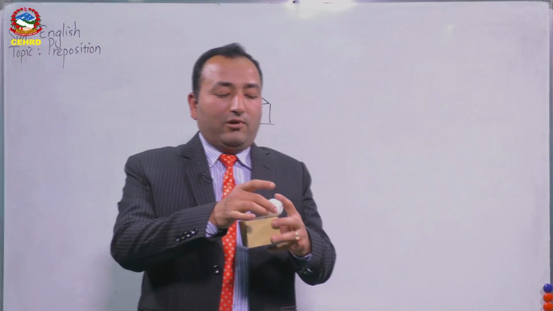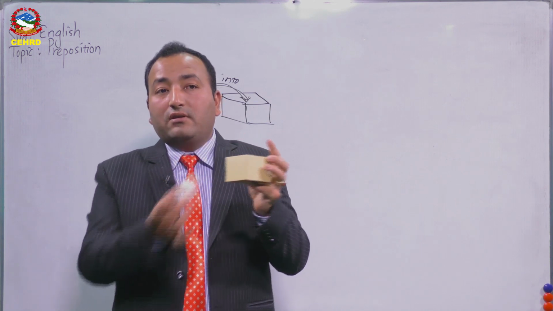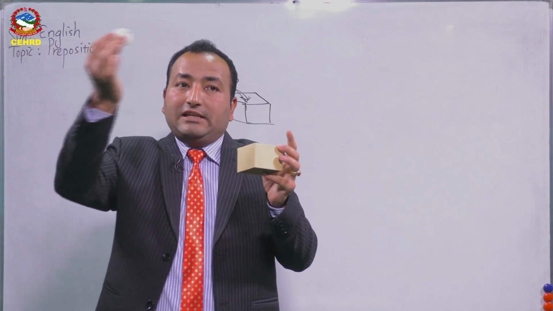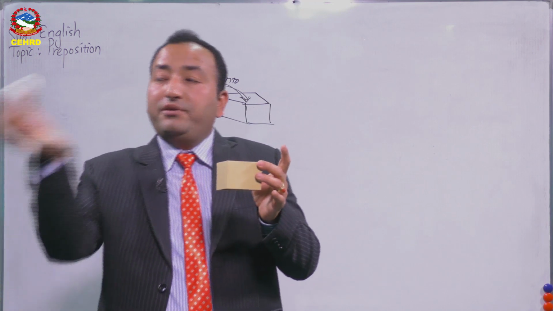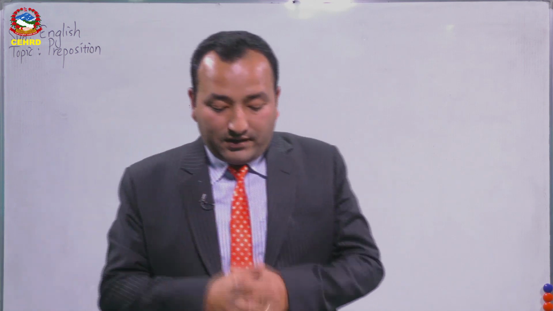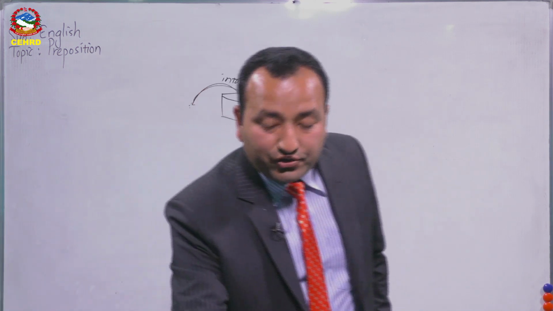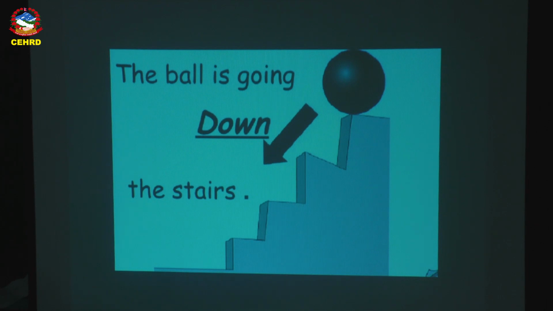So the ball is already here on the box. Now the ball is here. Let's keep it here onto the box. Right? So I kept the ball onto the box. I threw the ball onto the box. So motion or movement plus the preposition. Now let me show you the other. The ball is going away from the box. Away. There is detachment. There is separation. It is moving. So these are the pictures of movement. Away from.